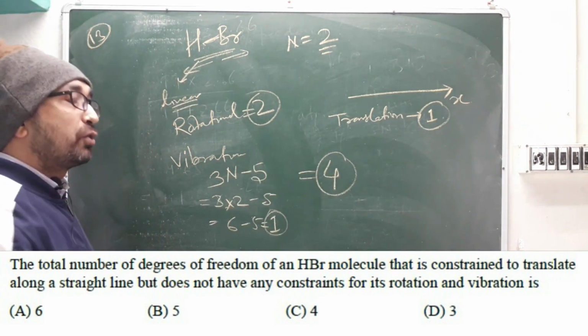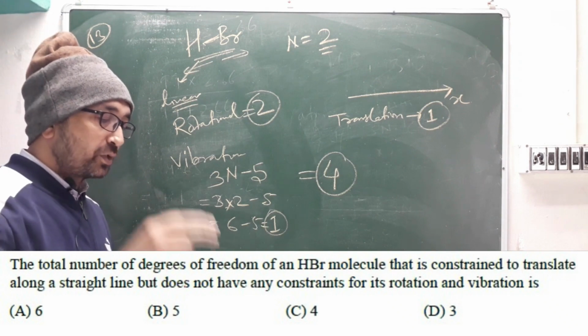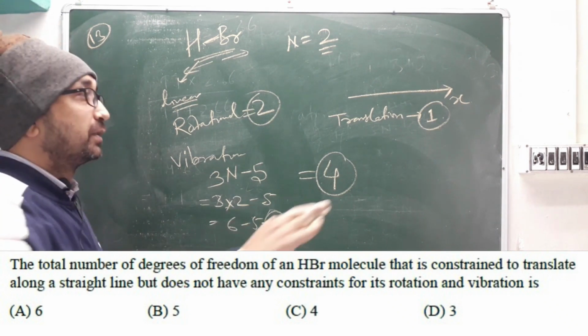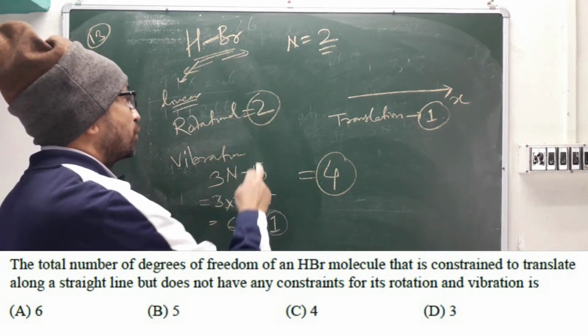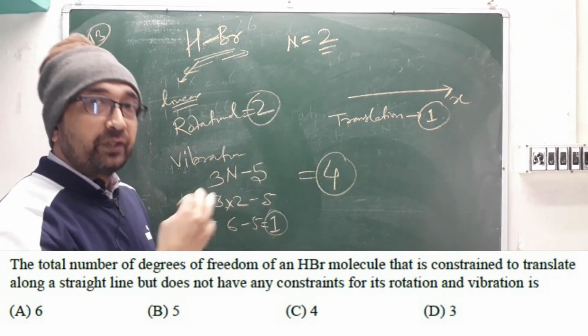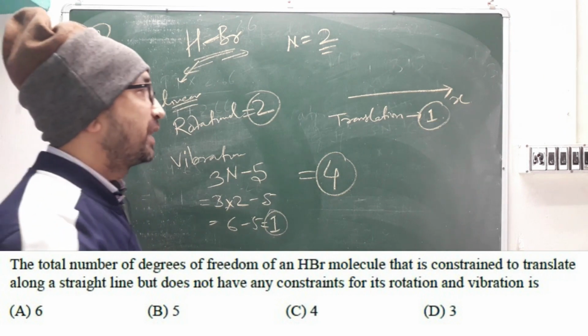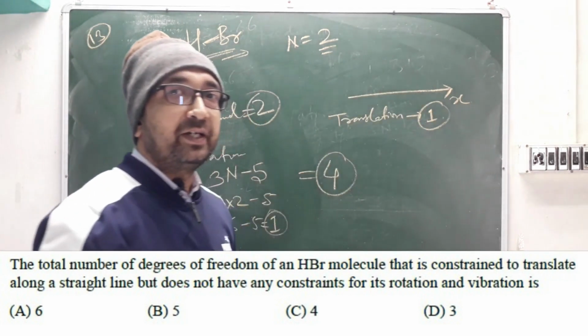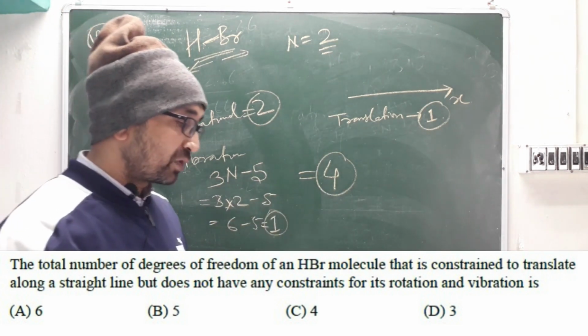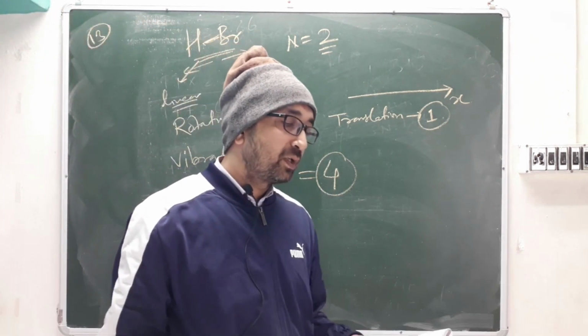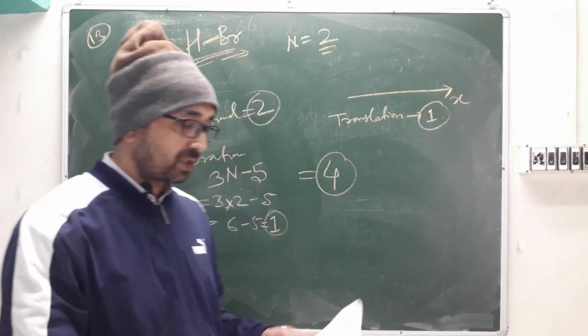Okay, if they are not putting this condition, that constraint to translate along a straight line, then this will become 3. So 3, 2, 1, which is 6. So the total degree of freedom will be 6. But they have limited it here. Translation they ask only for one direction. So now the correct option will be 4. So question number 13, option C will be your correct option.